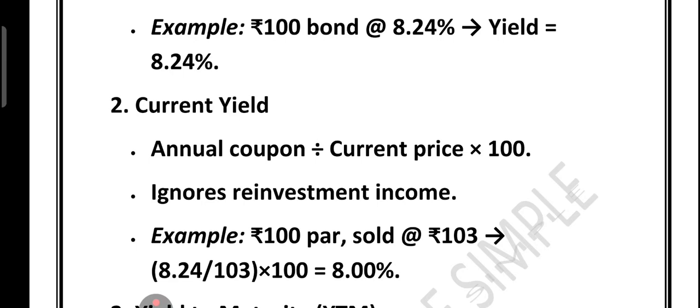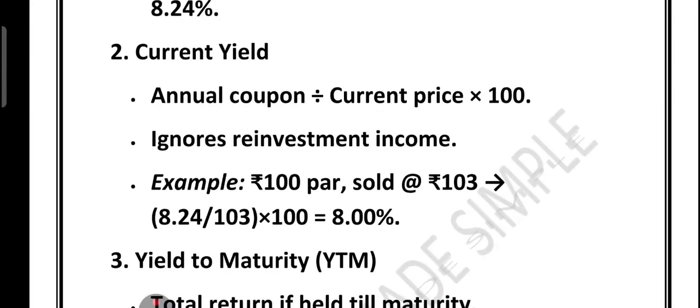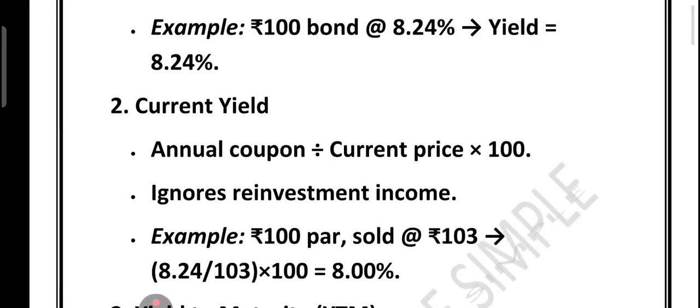Suppose 100 rupees is the par value or face value and it is sold at 103 rupees. What is the current yield? What is the coupon it is giving you? Suppose 8% is the coupon rate. 8% of 100 is 8 rupees, so 8 rupees coupon it is providing you. In the numerator you write the coupon, that is 8 rupees. In the denominator you write the current price, which is 103. So 8 divided by 103 into 100. That would be near about 8%. That is your current yield.